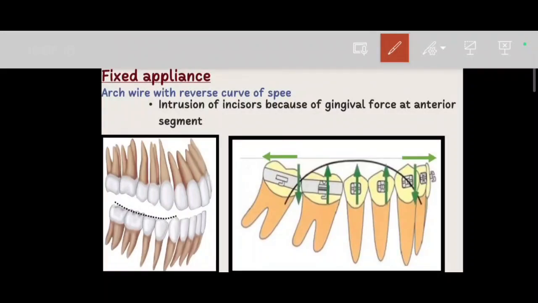Now the next one is the reverse curve of Spee. An archwire with reverse curve of Spee is used. The action is that it produces intrusion of the incisors and bite opening. So this is a curve of Spee normally, but this is a reverse curve of Spee. This curved wire helps the exaggerated curve of Spee.